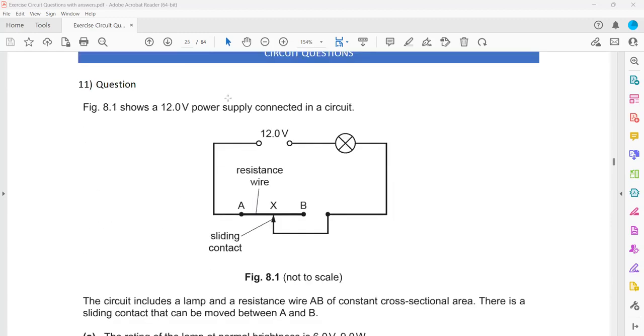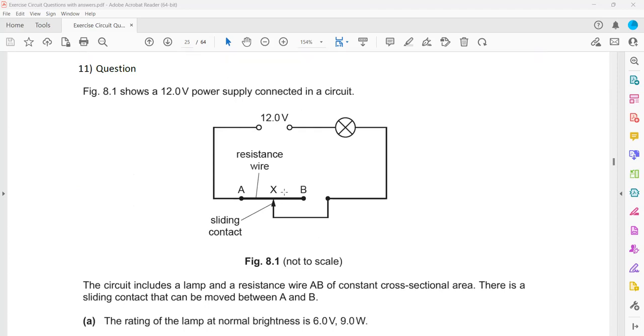Another question. Figure 8.1 shows a 12-volt supply, and this is a movable part. When current flows, even if you take electron flow, this is how the current will flow. The combination appears to be in series because there's only one passage for the charges to flow. If there's a 12-volt supply and I say there's 6 volts here, how much voltage will there be between A and X? That will be 6 as well, because in series the voltage divides.